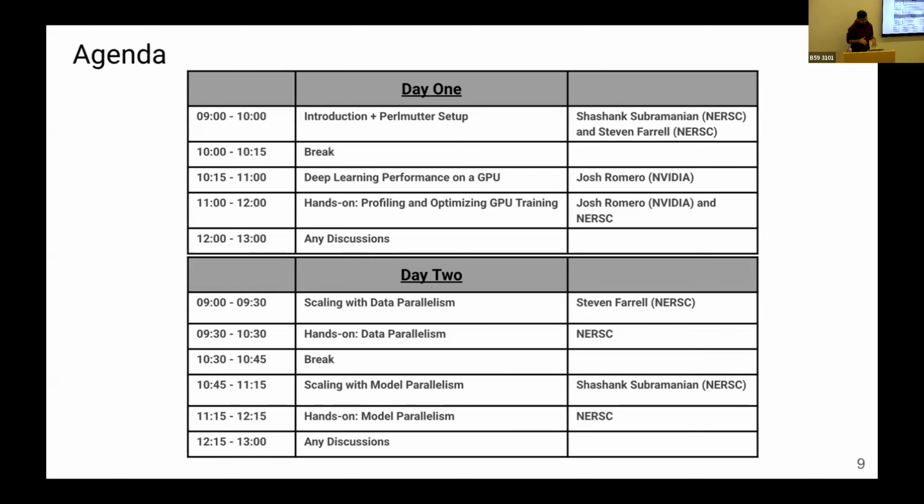So this is the agenda for the full training event. Today, we would spend the first hour just introducing the problem that we're working on and getting everyone situated with Perlmutter. Then we'll take a short break and then we'll hand it over to Josh, who's going to be talking about performance on a single GPU, and then we have a hands-on section for that to profile and optimize single GPU training. We do have some buffer space after that in case things overflow or anyone has questions or discussions. And then tomorrow we'll be doing scaling this model to multiple GPUs, first using data parallelism. There's going to be an associated hands-on for that with a break, and then we'll finally do scaling with model parallelism, and there'll be a hands-on for that as well.